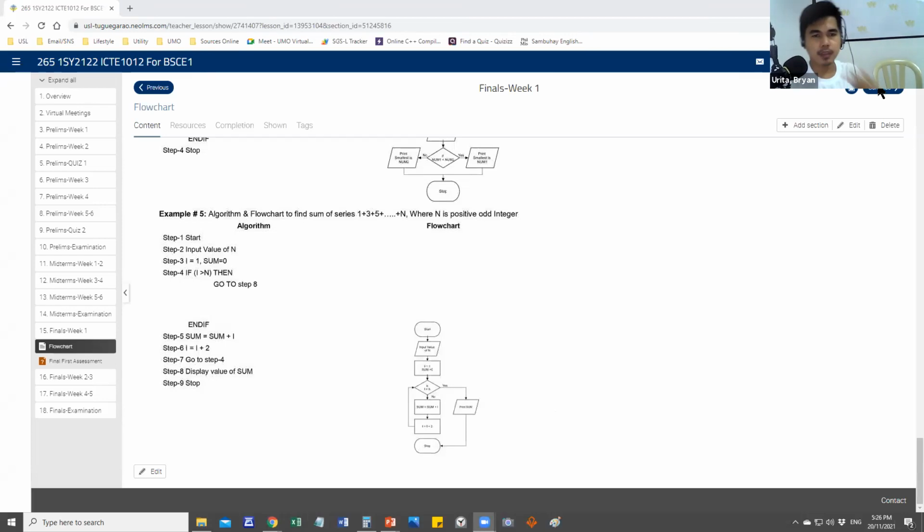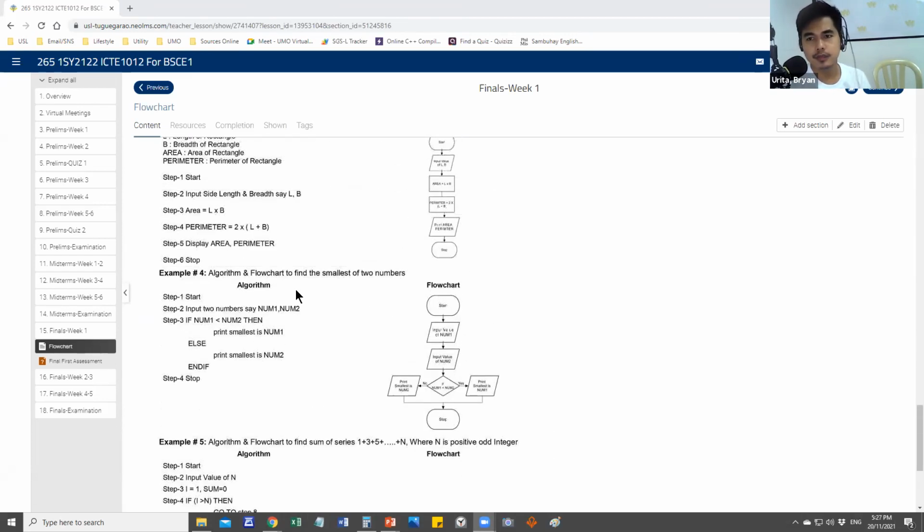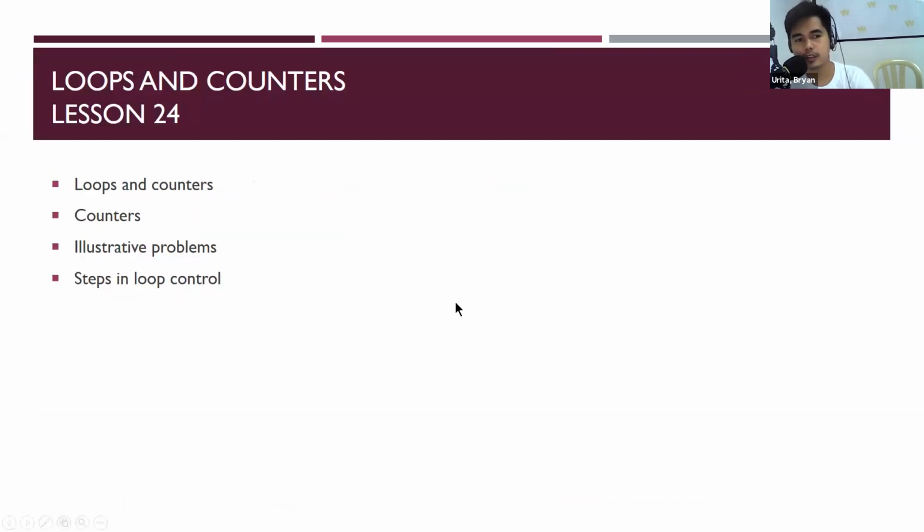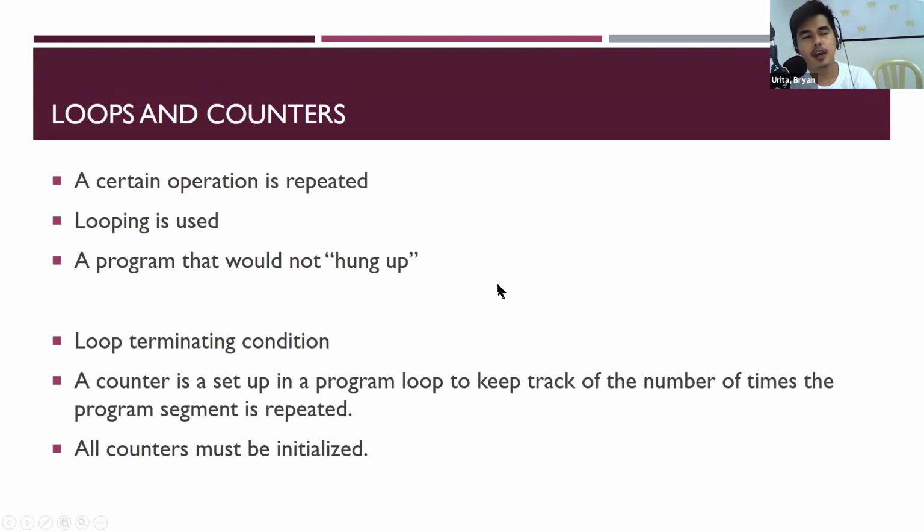I'm still, again, I will share my screen. Yan, mga example lang to. Example naman itong ginagawa natin. We proceed to the next lesson, which is loops and counters. We'll study the loops and counters problem, and steps in loop control. Here, guys, when we repeat some operation, we're actually doing a loop. When do we see the loop? I mean, where can we experience this looping statement? Say, for example, you are going to water the plant.